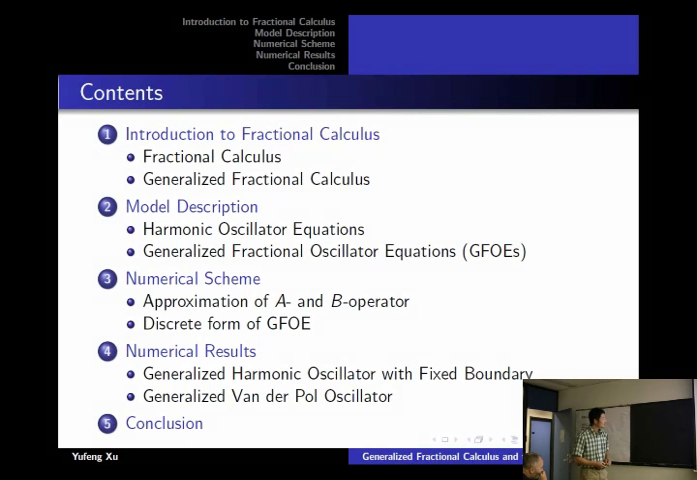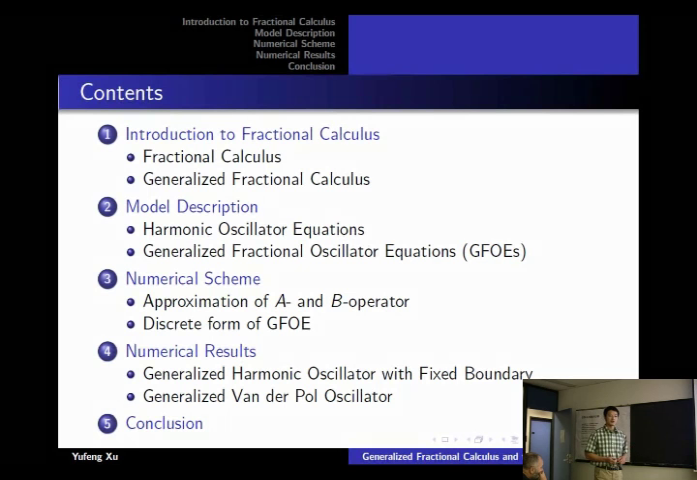And I will also discuss the numerical scheme for the A and B operators. But later on, you will know what the A operator is, what the B operator is. And I will show some of the numerical results. Especially, I bring one famous oscillator named the wonderful oscillator. We already published some of the results about the wonderful oscillator.